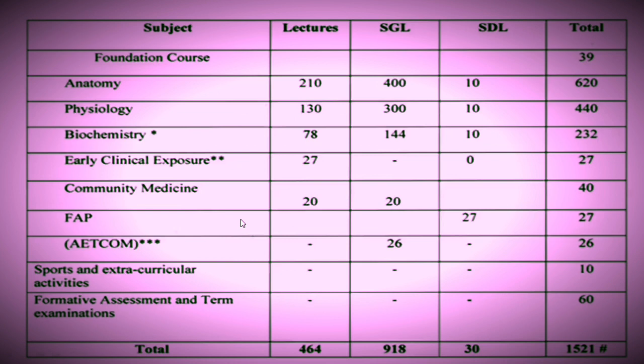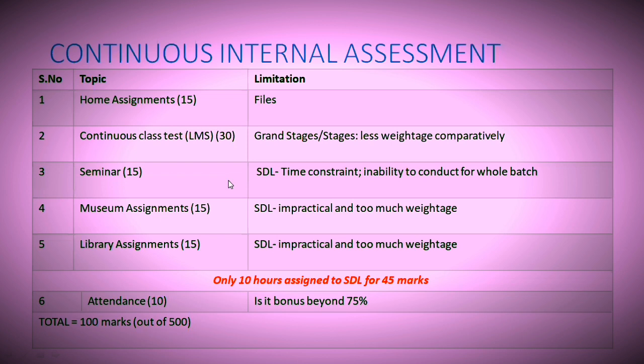Now, if we see the other way around, here, this is the timetable. Here you have anatomy total 620 hours, in which STL is 10 hours. Now, for 10 hours in STL, we are talking about 45 marks: seminar 15 marks, museum assignments 15 marks, and library assignment 15 marks. Now, this 10 hours of assigned STL carries 45 marks, while continuous class tests just get 30 marks.